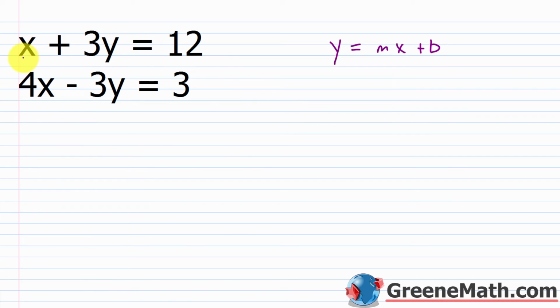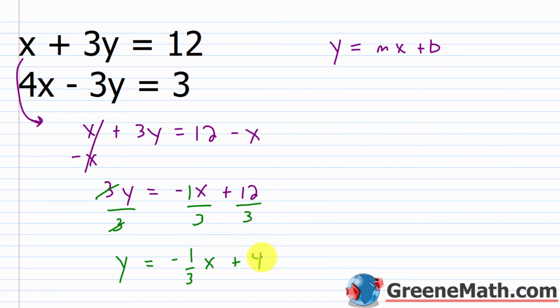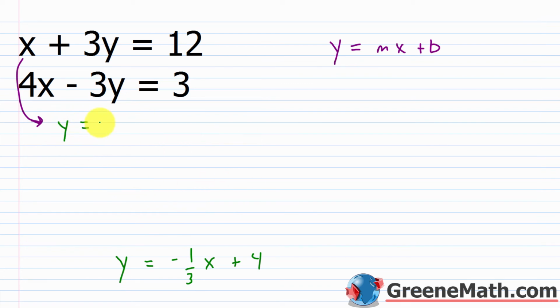So for this one, I have x plus 3y equals 12. I subtract x away from each side. That'll cancel. I'll have 3y is equal to, let's switch the order here, I'll put negative x plus 12. And then I'll divide each side by 3. So this is going to cancel. I'll write y is equal to, I'm going to put a 1 there, so negative 1/3 x plus 12 over 3 is 4. Let's go ahead and write this. So again, y is equal to negative 1/3 x plus 4.